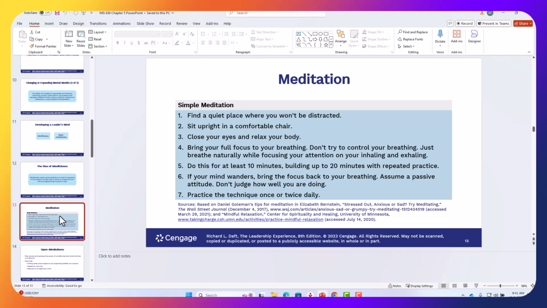Do this for at least 10 minutes, building up to 20 minutes with repeated practice. If your mind wanders, bring the focus back to your breathing. Assume a passive attitude. Don't judge how well you are doing. Practice the technique once or twice daily.